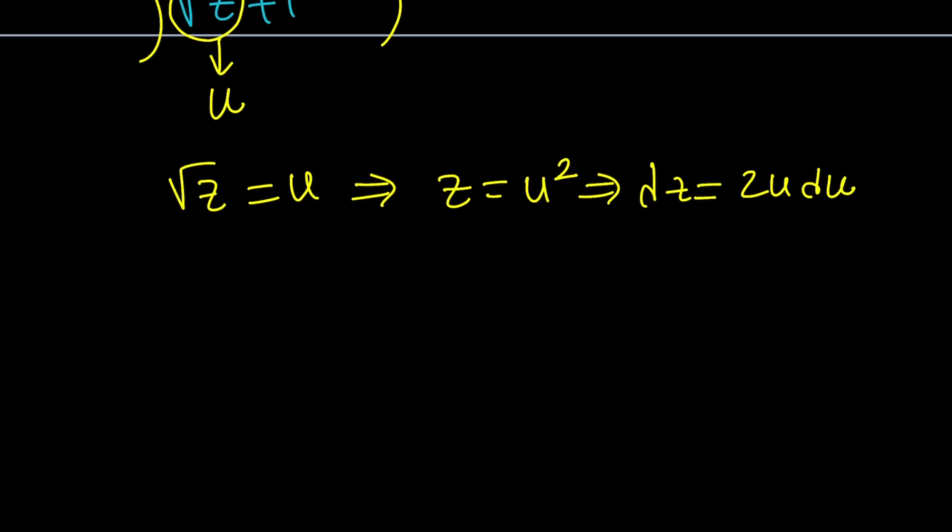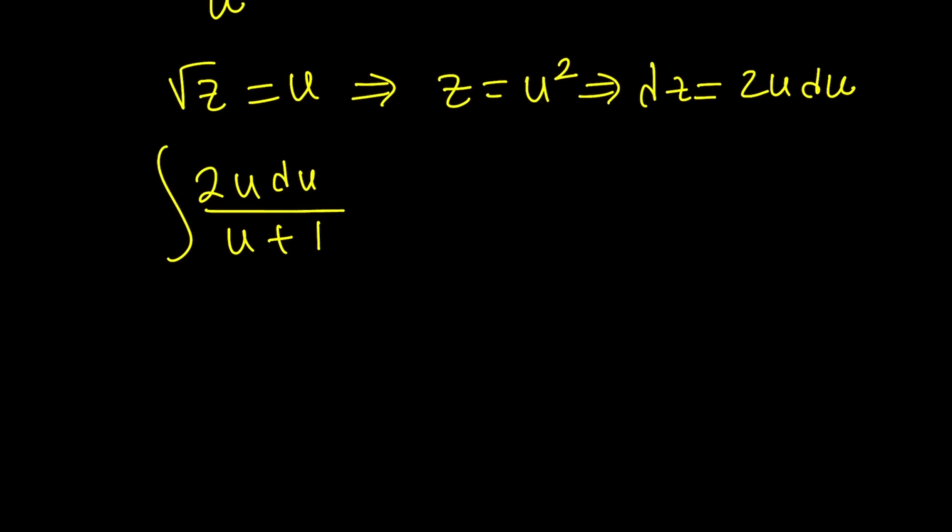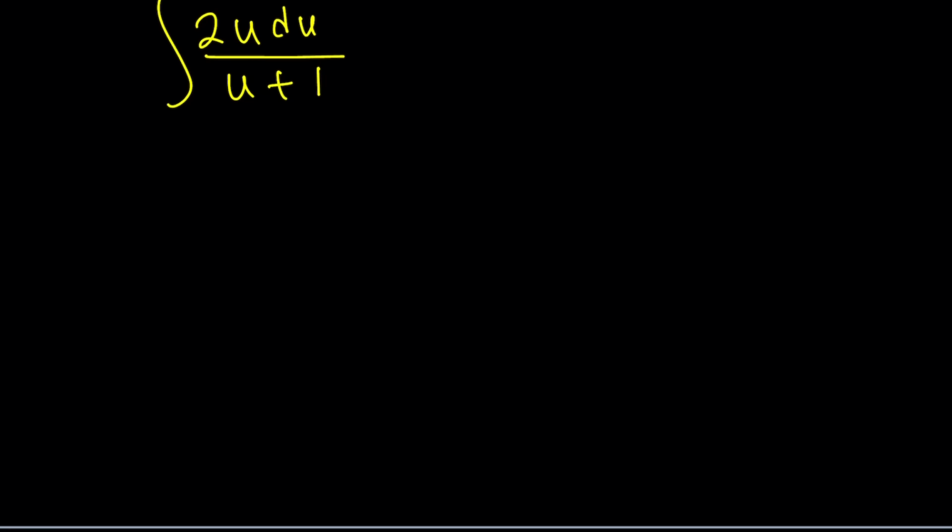Anyway, so that's dz, and we can plug in everything. dz will be replaced with 2u du, and square root of z is going to be u, so it's going to be u plus 1. Now, how do you solve something like this? This is a rational expression. Should we do partial fractions or polynomial division? No, none of that. I mean, you can do polynomial division, but there's absolutely an easier way to handle it. It is, again, division, but a little easier.